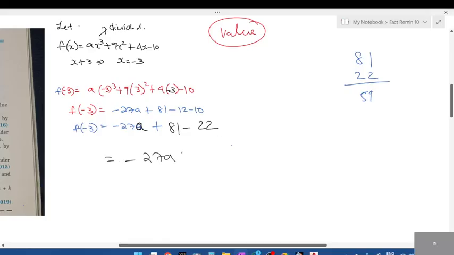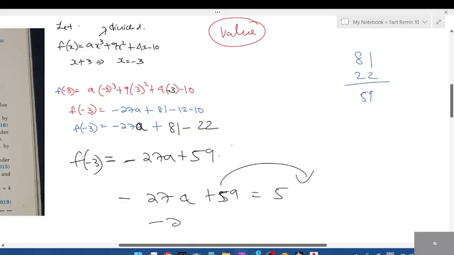Minus 27a plus 59. And we need to find the value of a, students. If we need to find the value of a, take this equation: minus 27a plus 59 is equal to 5. Whatever remainder you get, 5. Shift this 59. Minus 27a is equal to 5 minus 59, that is equal to minus 54. A is equal to minus 54 divided by minus 27.